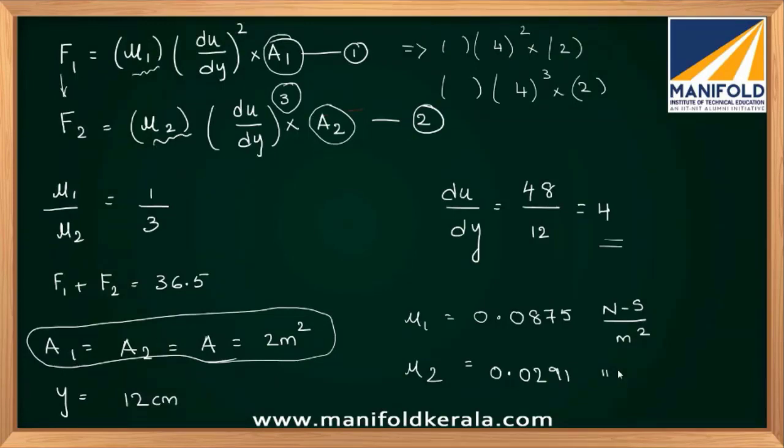Calculation, you people can do it. Just substitute. I have substituted the values. This will be mu1, this will be mu2. F1 and F2, you have everything on the screen. Just take it and substitute in that equation, you will get the answer. Mu1 should be 0.0875. Mu2 should be 0.0291.